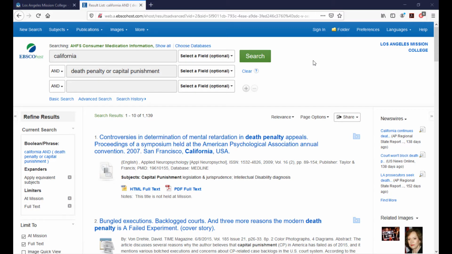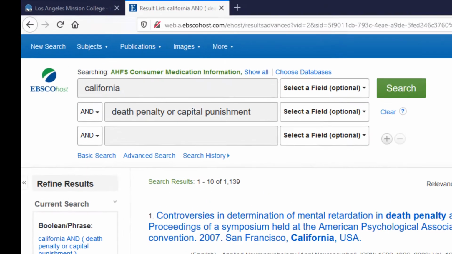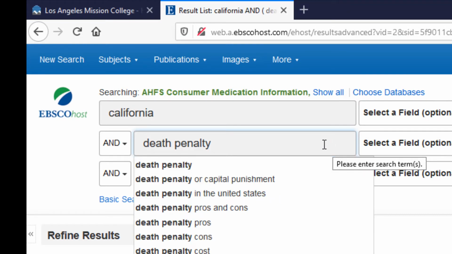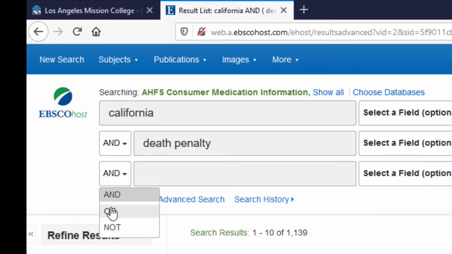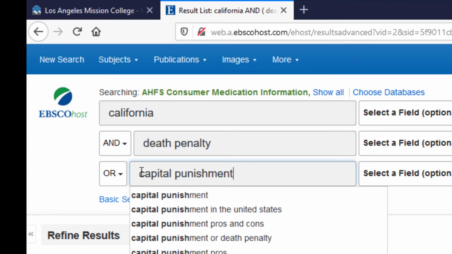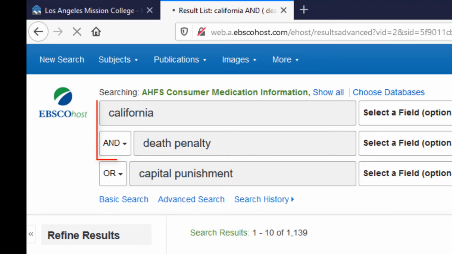However, keep in mind how the search boxes interact. If you enter related terms in separate boxes, you may not get the results you want. In this case, if you enter California and death penalty or capital punishment in 3 separate boxes, your results are matches on articles that contain California and death penalty or articles that contain capital punishment without any mention of California.